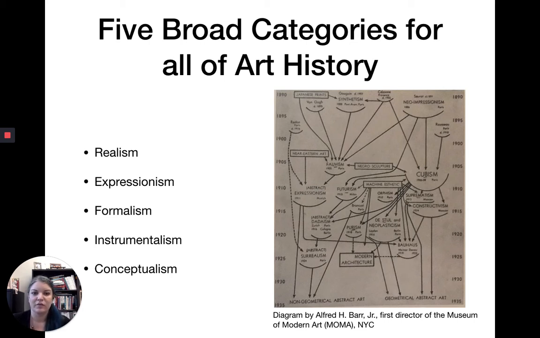Okay, so my first illustration here is a diagram by Alfred H. Barr Jr. He was the first director of the MoMA, the Museum of Modern Art in New York. I ran across this diagram in a book I was reading, and I thought it was kind of funny. It just looks a little crazy and nutty, right? So avoiding the crazy nuttiness is why I try to simplify this a little bit, just so we have a broad spectrum to think about. The five that I break things down into are realism, expressionism, formalism, instrumentalism, and conceptualism.